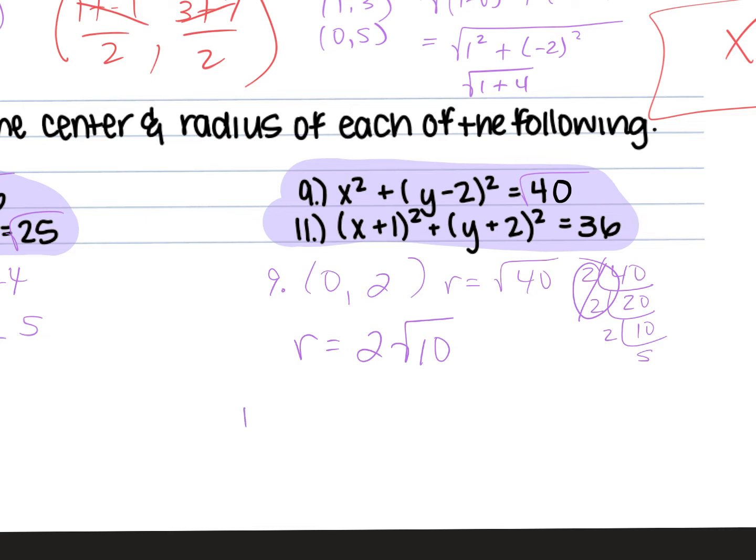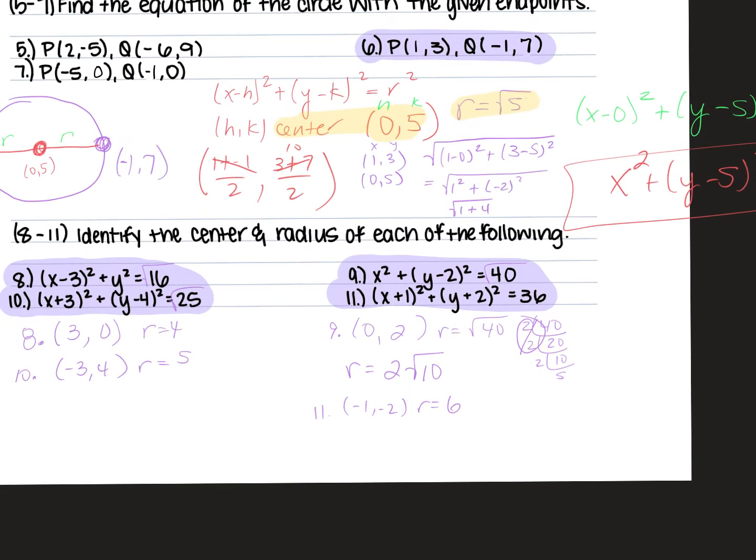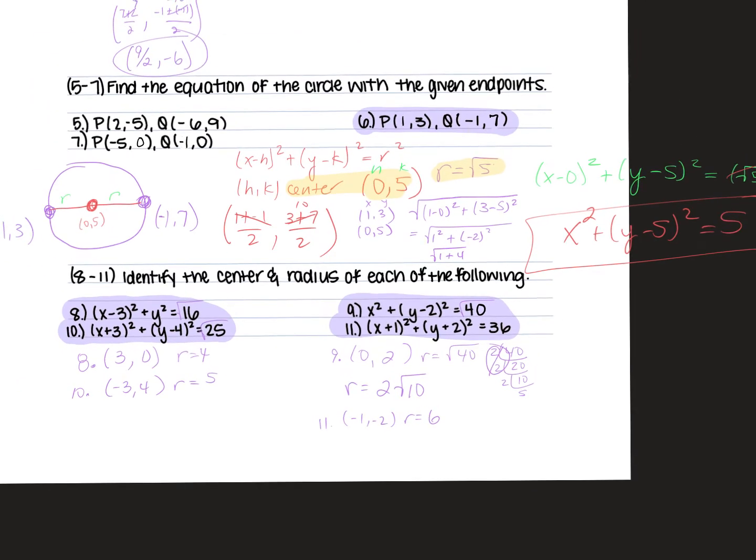And then look at 11. What's my center for 11? Negative 1, negative 2. And what's my radius? 6. Do we ever have a negative radius? No, because you don't measure length negatively. Okay? Anybody have any questions?